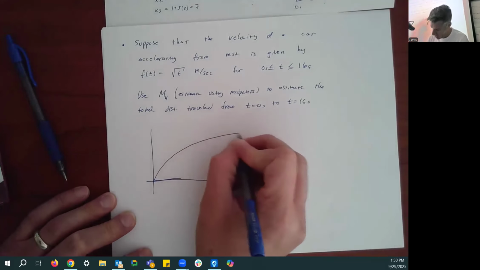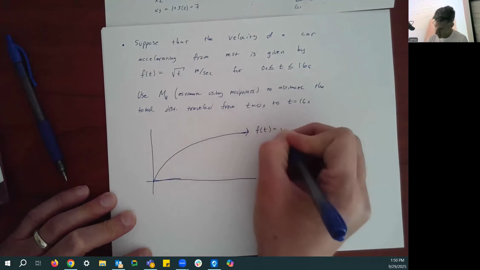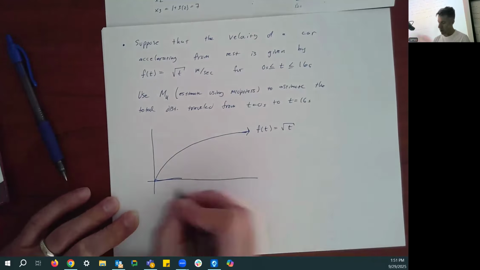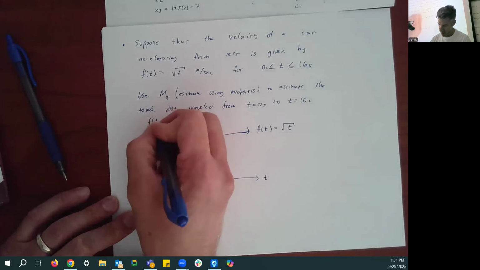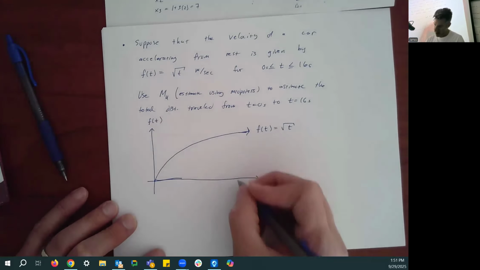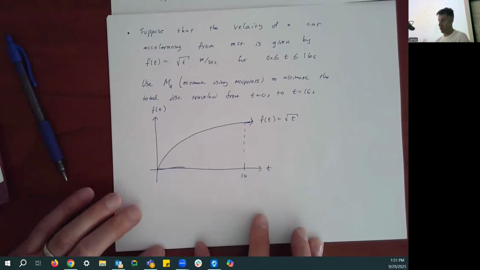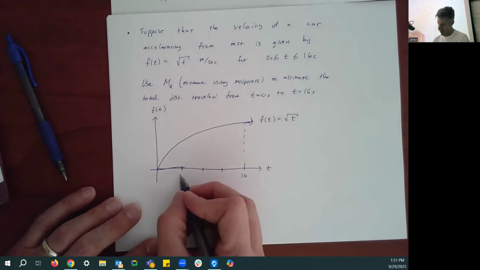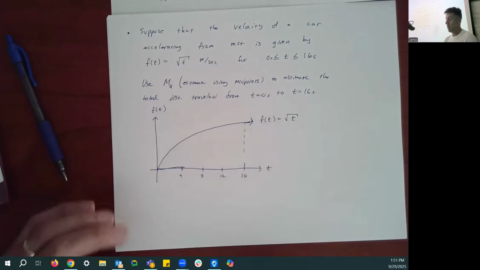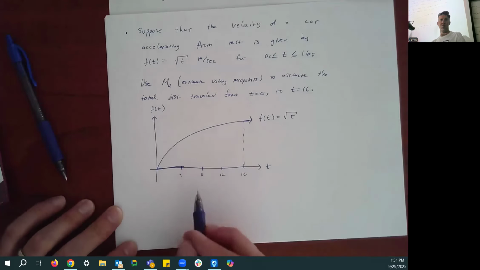So here's the function, where our f of t is equal to the square root of t. Since we're using t's instead of x's, we're going to call the horizontal axis the t-axis, and the vertical axis is our f of t. And we're going to divide this interval from 0 to 16 still into 4 equal subintervals: from 0 to 4, from 4 to 8, from 8 to 12, from 12 to 16. But now, instead of using left endpoints or right endpoints, we're being asked to use midpoints. So for each interval, before we even think about plugging something in, we're going to find the midpoint.